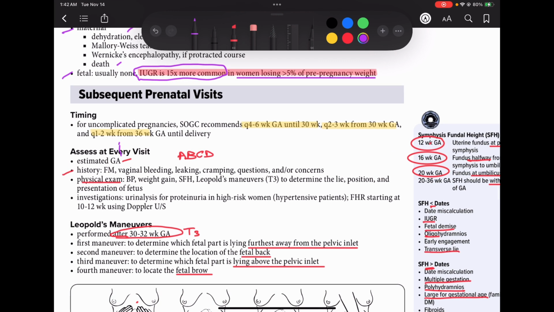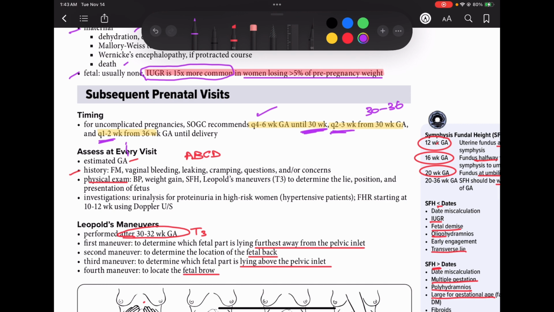First one, we said that would be around 8 to 12 weeks, but the question is, when would you want the patient to see you next? So if there is no complication, then until 30 weeks of gestation, we see them every 4 to 6 weeks, which is like every month. But from 30 to 36 weeks, we see them every 2 to 3 weeks. We see them more often, and after 36 weeks, we would like to see them every 1 to 2 weeks.